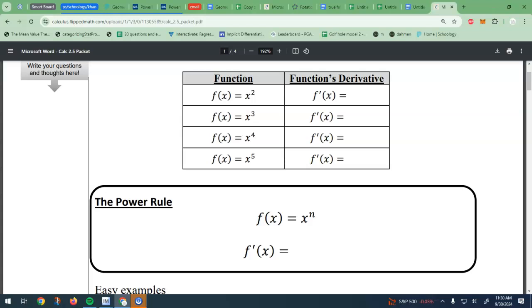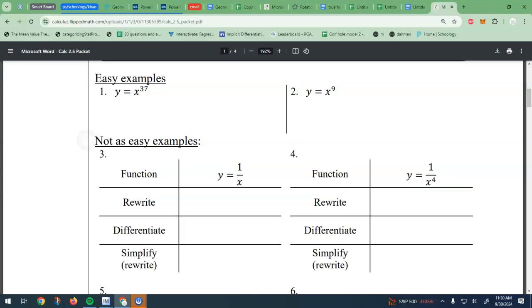A basic example would just be something like this, where you just bring down 37, put the x, reduce the power. You're not going to get very many questions like that. So this would be 9x. But again, you're not going to get very many questions like that.